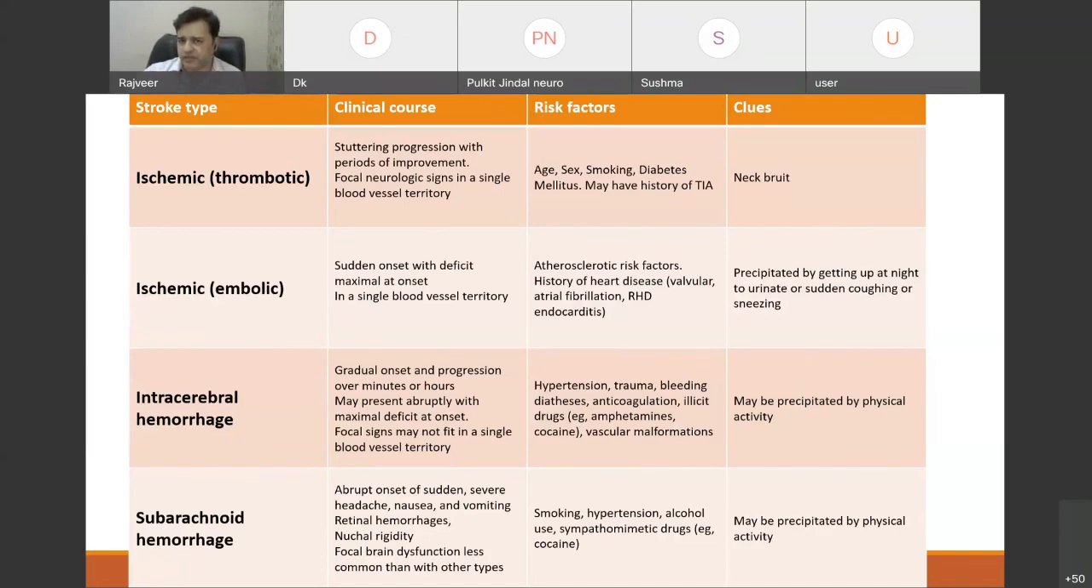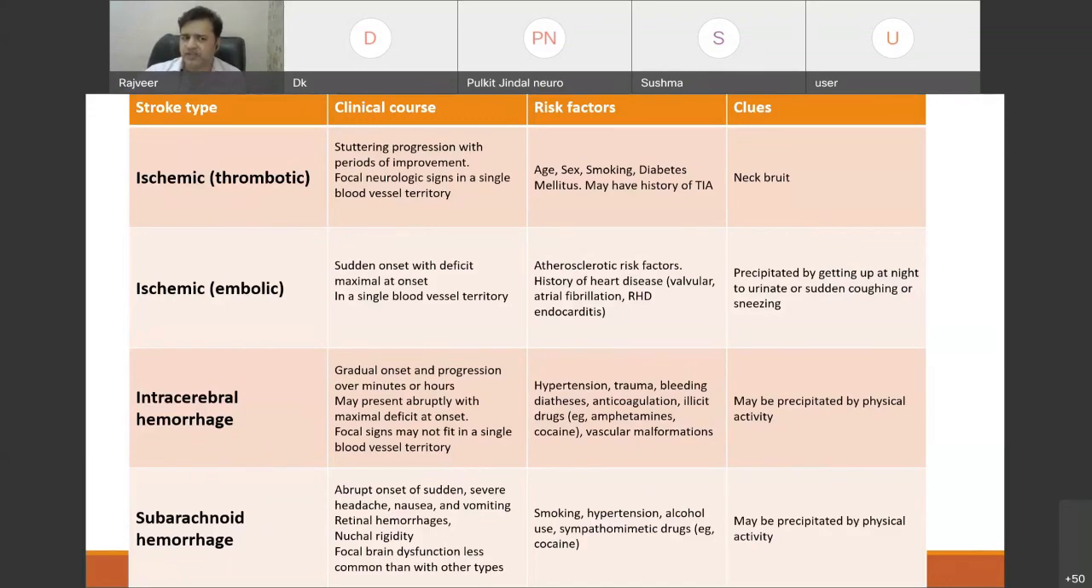Then if we look for risk factors for thrombotic and embolic, we will find the same atherosclerotic risk factors. While in the embolic, we can also find embolic risk factors like rheumatic heart disease, DCMP, or different kinds of arrhythmias.